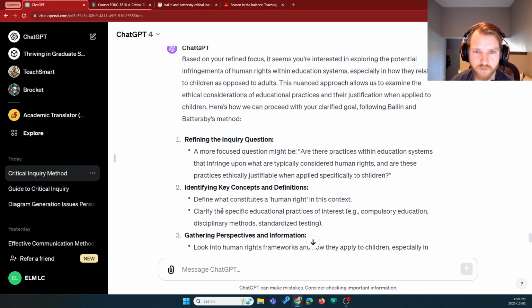Identifying key concepts and definitions, what constitutes a human right in this context, and I totally agree with that. That is something I was thinking I would need to investigate. Clarify the specific educational practice of interest: compulsory education, disciplinary methods, standardized testing. Yeah, so I will give it some context for that, but I don't have specific practices that I think are incorrect. That's part of what the inquiry is.